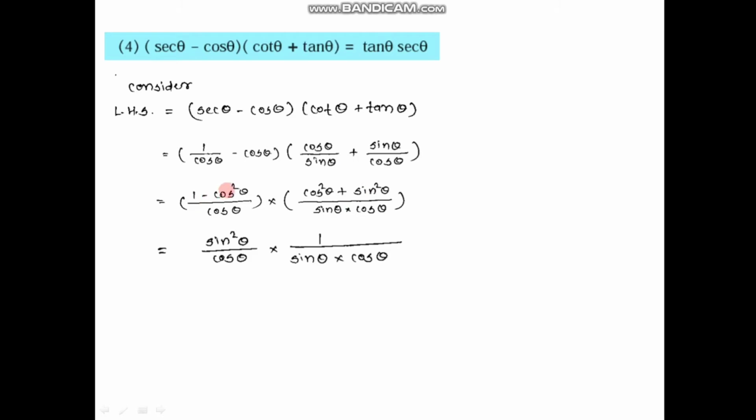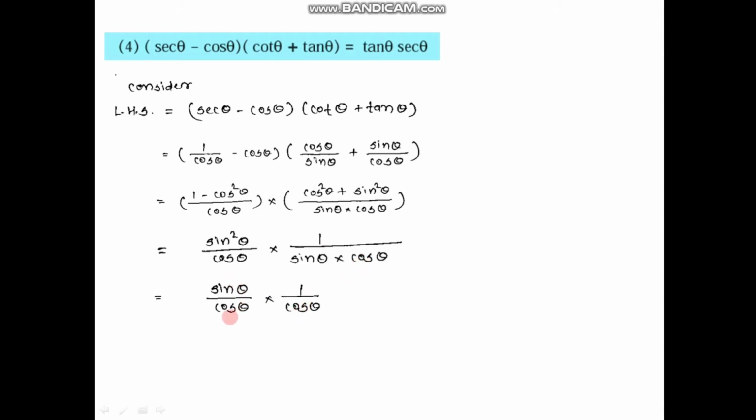So the next step we get 1 minus cos square theta, that is sin square theta by the trigonometric identity, divided by cos theta, into, here also first trigonometric identity is sin square theta plus cos square theta is equal to 1. So instead of that we can write 1 divided by sin theta into cos theta. Now here in the numerator and denominator sin theta and sin theta will get cancelled. So out of sin square theta, 1 sin theta will get cancelled with the sin theta in the denominator, so as to have sin theta in the numerator divided by cos theta as it is, into, in the second term we will have 1 divided by cos theta.